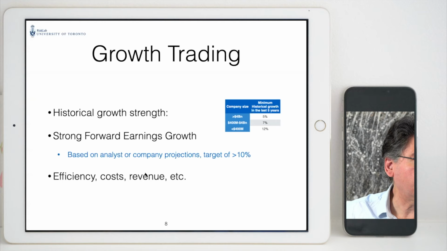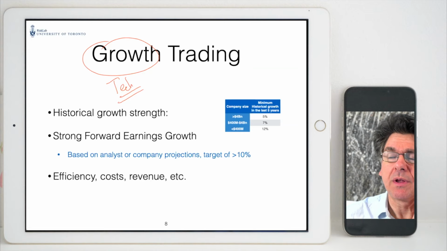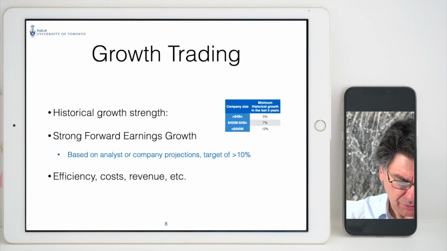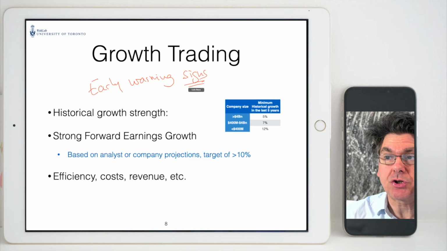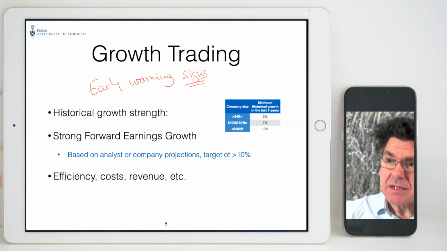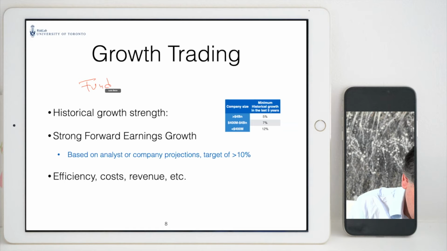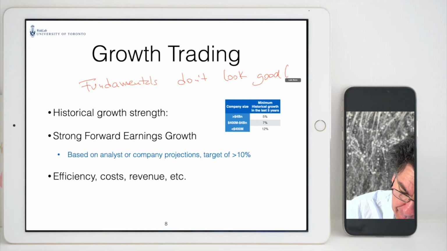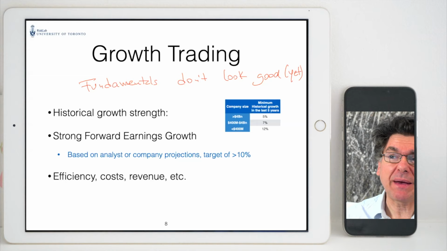Technology companies typically fall under growth. This is where technology companies usually do better. So in growth trading, you have to follow early warning signs that the company is going to do very well. There are some signals that tell you that. Again, these are companies whose fundamentals don't look good yet. They will look better. And what makes you think that they will look better later? You want to buy cheap, so you want to buy companies that don't look very good.